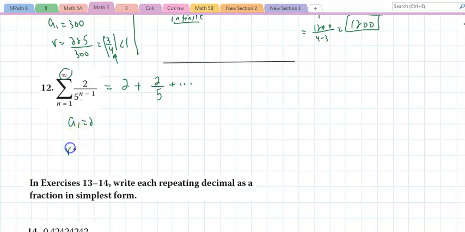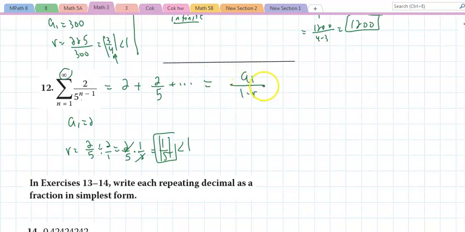And how do you find r? Isn't r any term divided by the previous term? And instead of dividing by a fraction, you multiply by the conjugate. So r is 1/5, which is an absolute value less than 1. So this infinite sum will equal the very first term divided by 1 minus r.